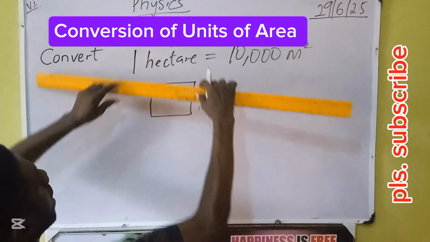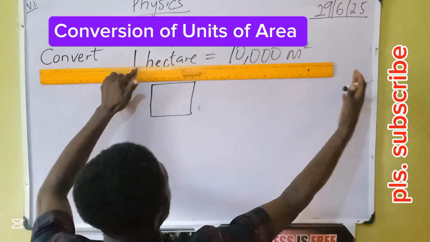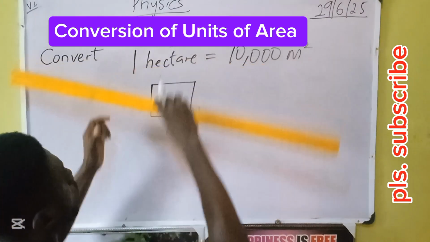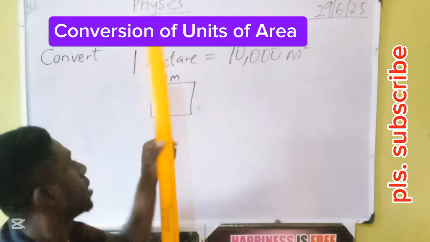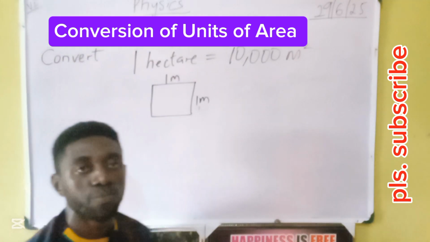Okay, let's say the first time, this is the meter rule. I want to contract it, to reduce it. This is 1 meter, the whole of this. Then I also take it this way, the whole of this way. This is also 1 meter. Please don't mind the shape.